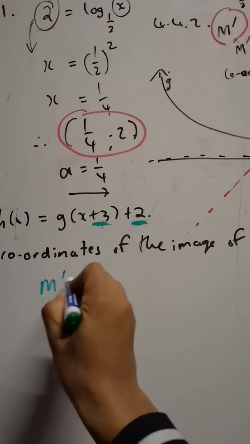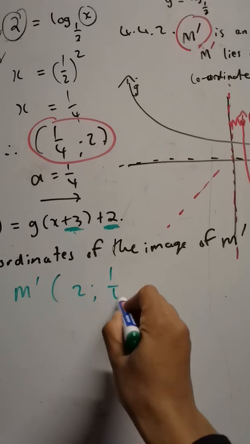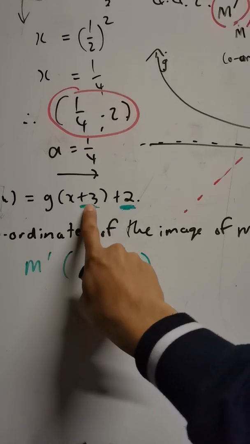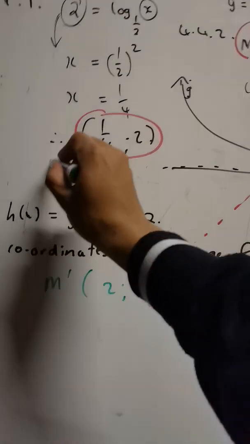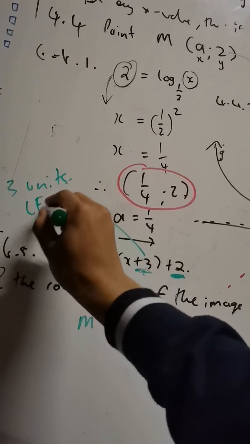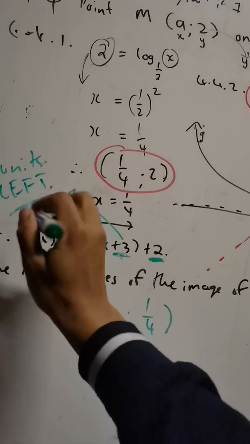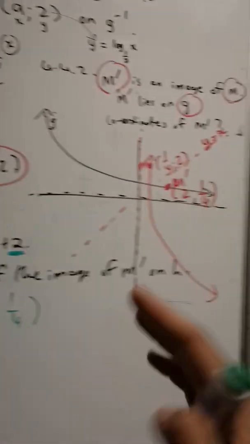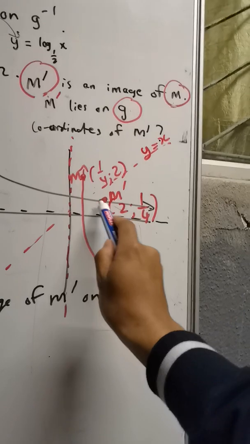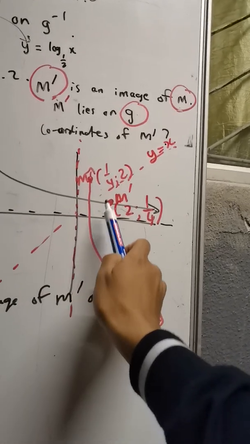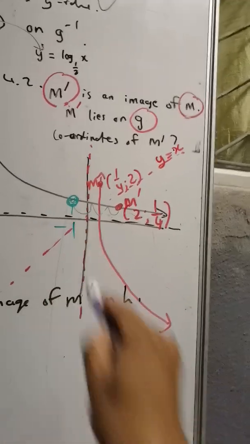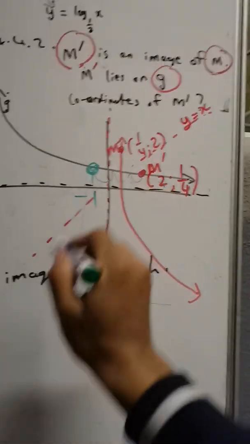So what is m dash? M dash was 2, 1 over 4. Plus 3, what does plus 3 mean if you add 3 to the x? Plus 3 means we're going 3 units to the left. If we take this graph and go 3 units to the left, do you see that if you count with me, 1, 2, 3, the new x value is minus 1. From 2 it's going to go to minus 1.